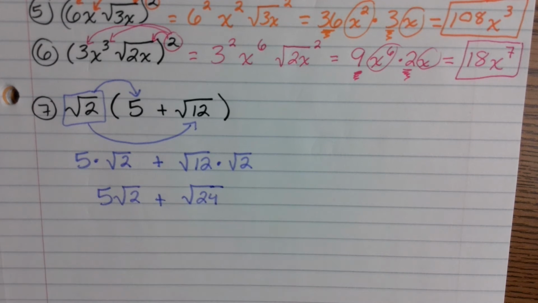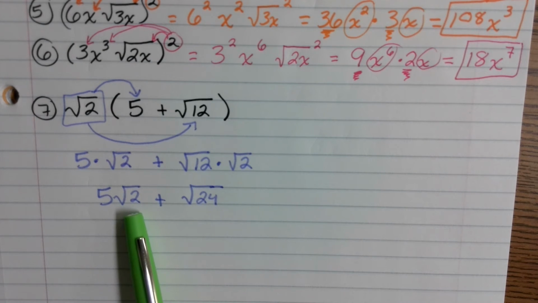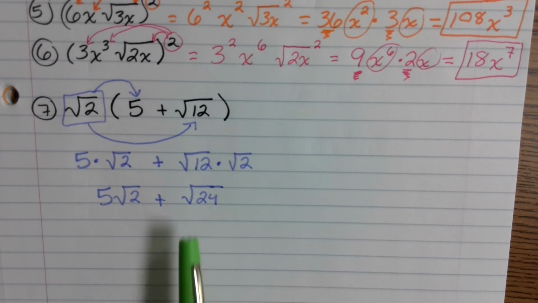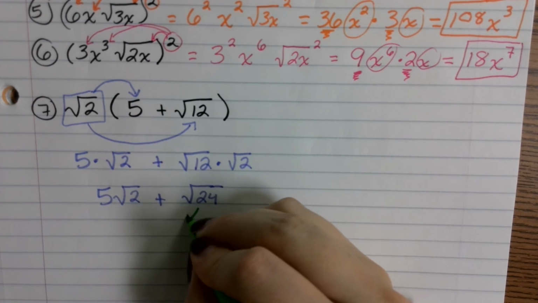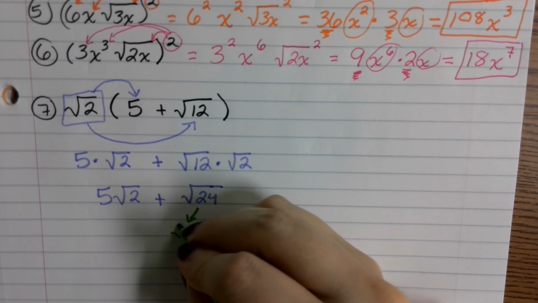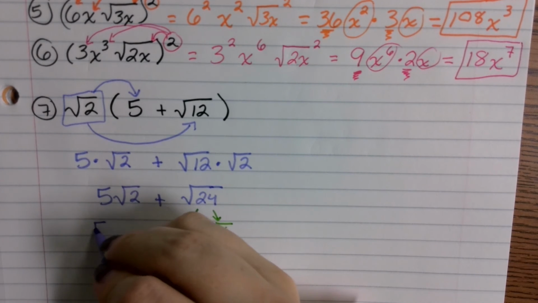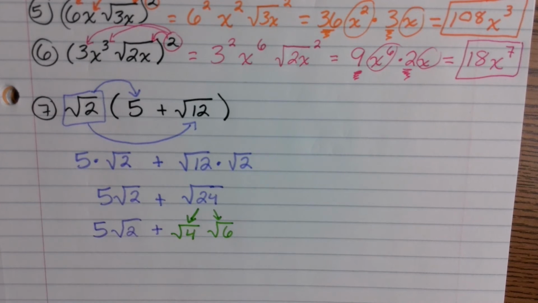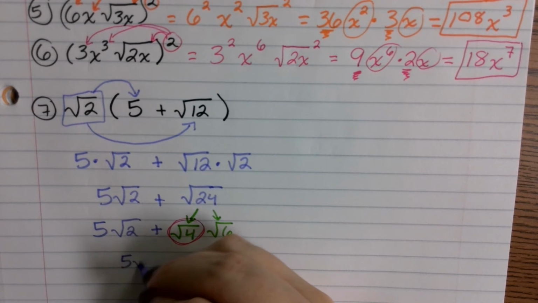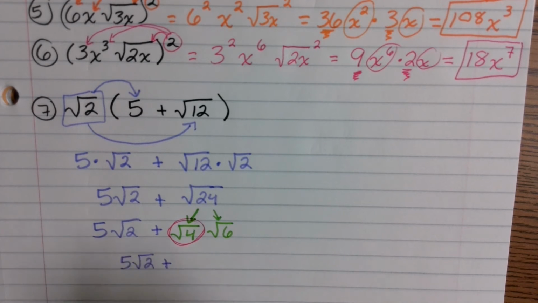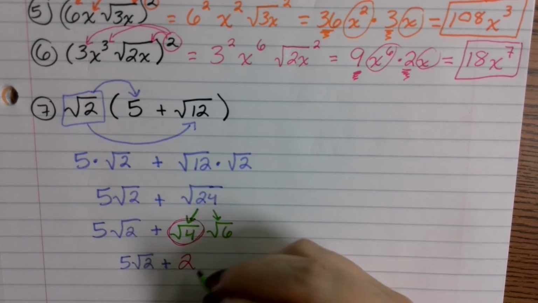Now we need to check to see, can we simplify or factor anything? Can 5 square roots of 2 be simplified? No. Square root of 2 is broken down as far as it can possibly go. What about square root of 24? Yes, you can go ahead and break that down. What are the factors that we can break square root of 24 by? 4 and 6. So we have square root of 4 and we have square root of 6. So we still have that 5 square root of 2 plus square root of 4 times square root of 6. Which one of those is the perfect square? The 4. Okay, so we now have 5 square roots of 2 plus 2 square roots of 6.